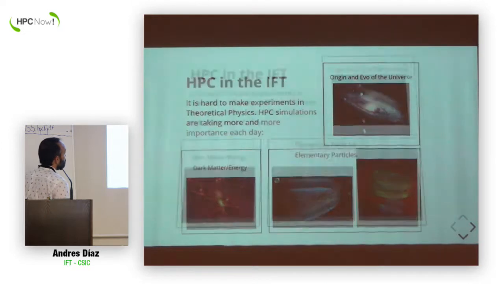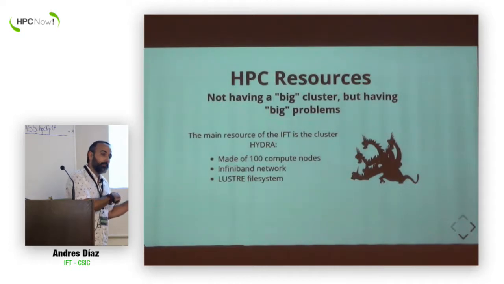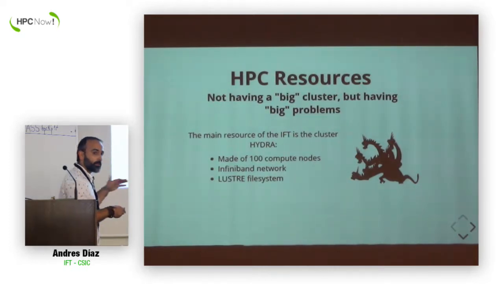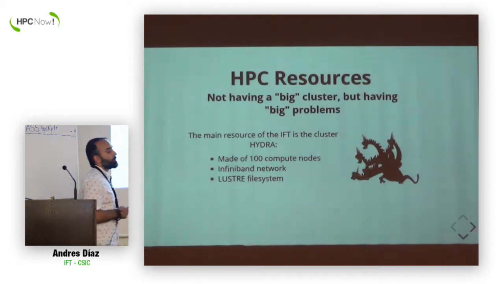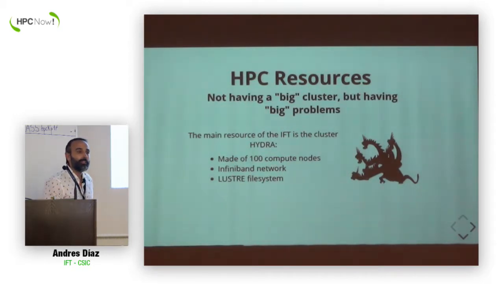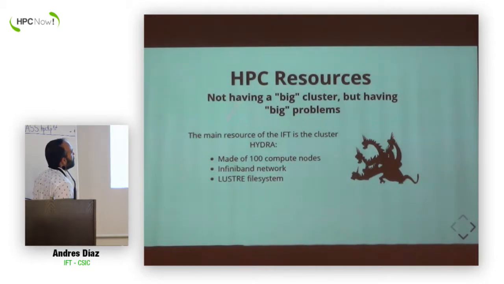And we have several HPC resources. Sometimes we externalize the simulations, but sometimes we run them on site. Our main cluster is called Hydra, and it's not a big cluster, but it gives big problems. And this is not the cluster; it's just an abstraction. It's made of 100 compute nodes, and well, it's not very big, but it's complete. It has all it should have. It has an InfiniBand network and a Lustre file system, okay?